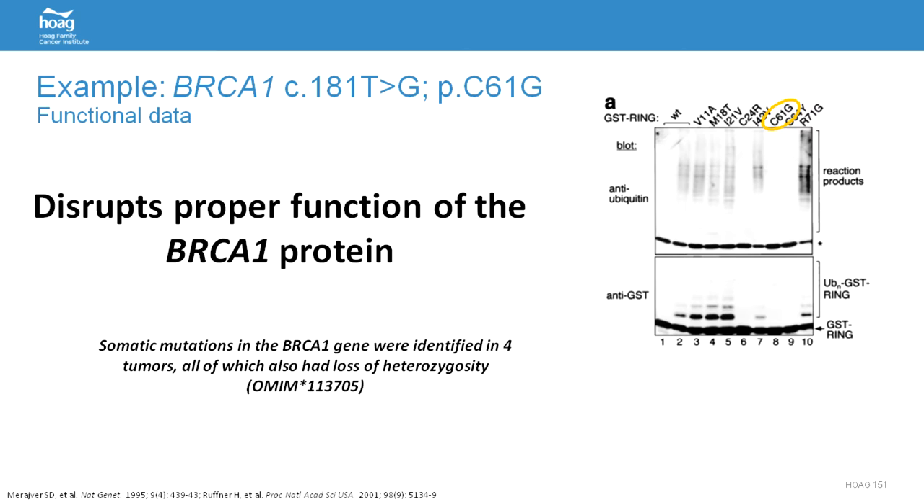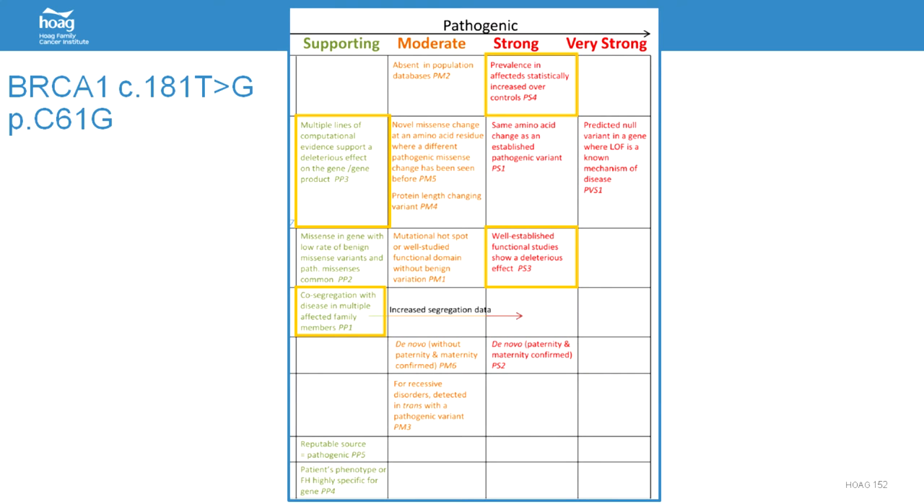The most important part, other than the clinical information, is the functional study that we were mentioning. These are just two specific papers I picked. There are several functional data on this variant. One of them says this drops the function of the BRCA protein. The other one reports that it was seen in tumors with loss of heterozygosity. So this plus several other functional papers supports pathogenicity.